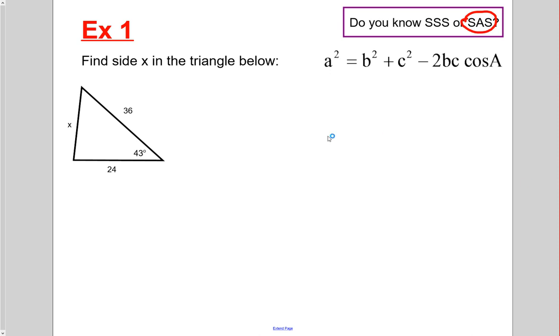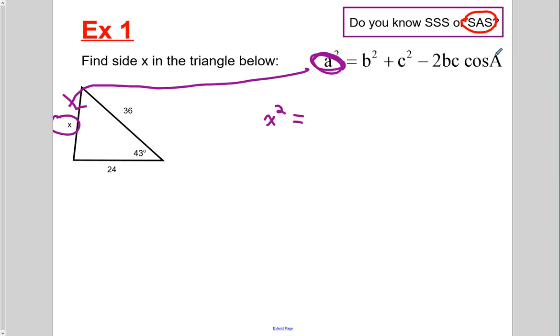Well, that's okay. I need to remember that this one right here is the side I'm trying to find. So that corresponds to this x over here, right? That's the side I'm trying to find. So I'm just going to write that as x squared instead of a squared.